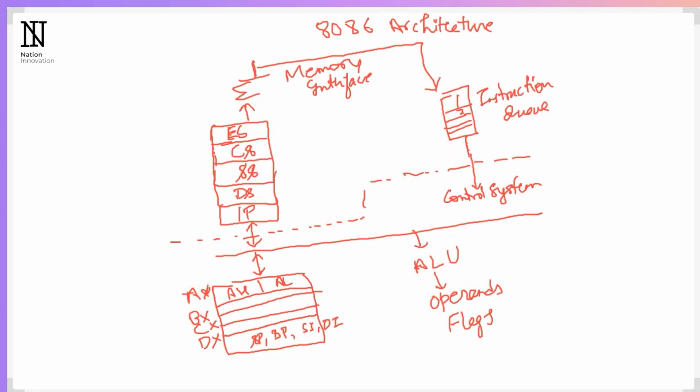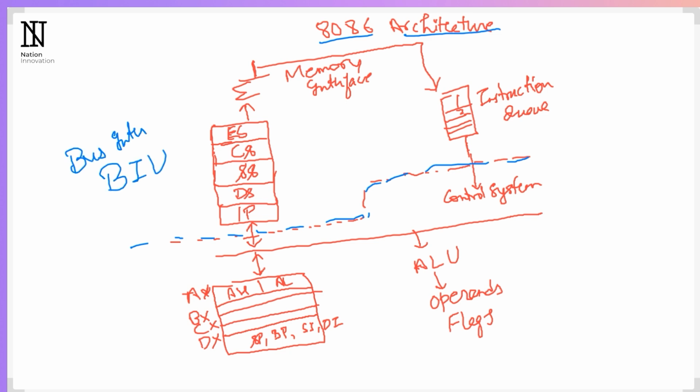Hello. So let's just continue with the 8086 architecture. I've already drawn the architecture diagram. Now let's go through it. We have seen this complete 8086 architecture is divided into two parts as shown by this dashed line. The first part is the BIU, that is the bus interface unit, and the other is the EU, that is the execution unit.